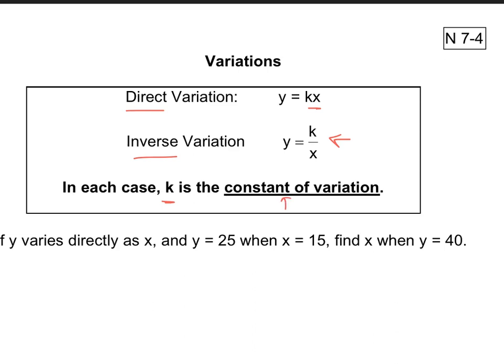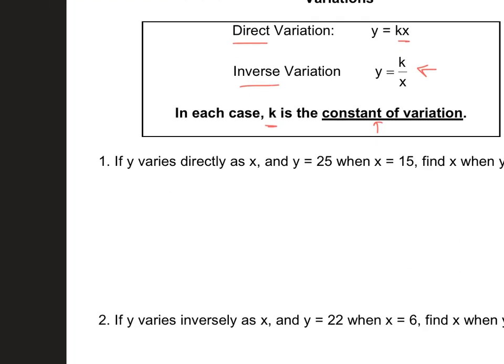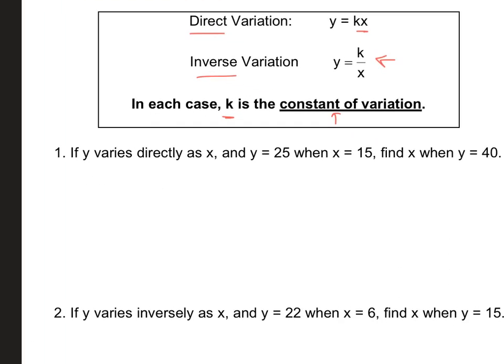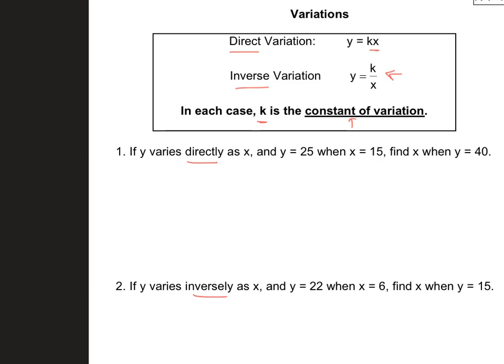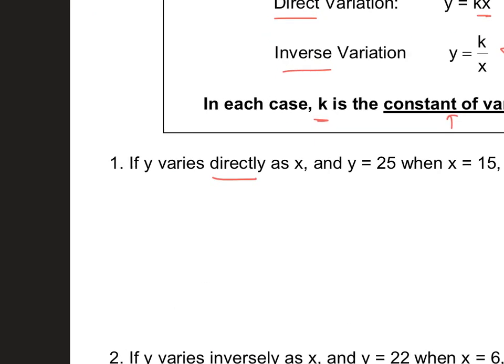So I'm going to show you how to throw these in and which ones to use. And it's really easy to know which ones to use because it always starts like this. If y varies directly. If you look at the second one, it says if y varies inversely. That's telling you which equation to use. So on number one, it says y varies directly. I have y equals k times x.